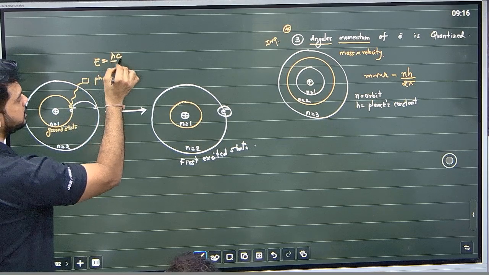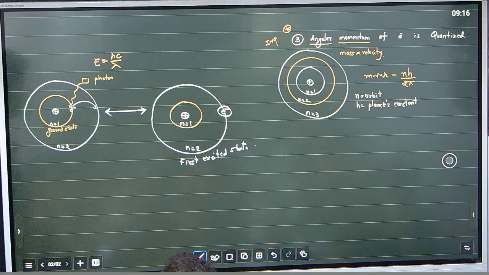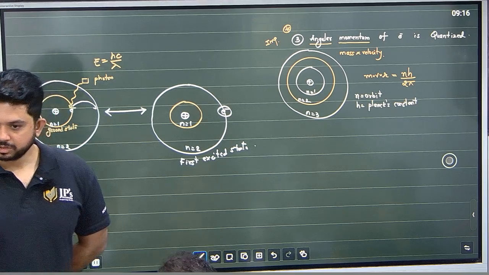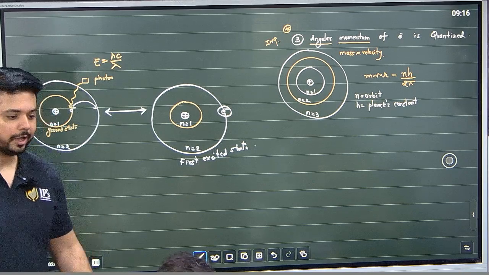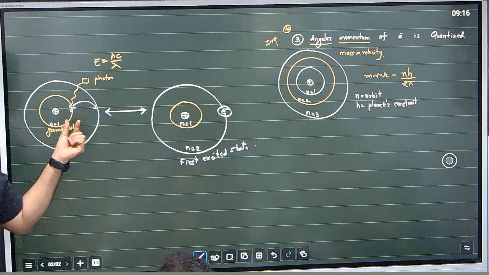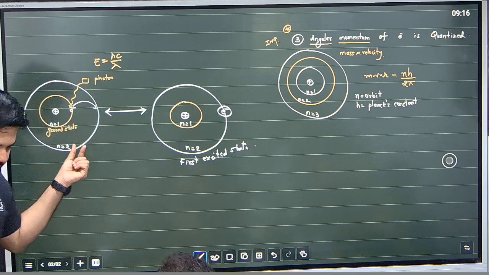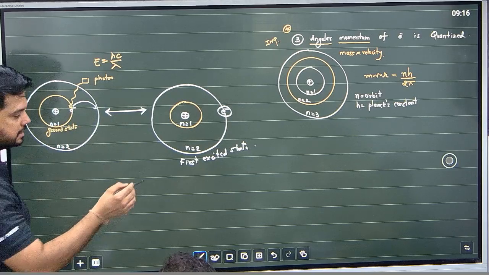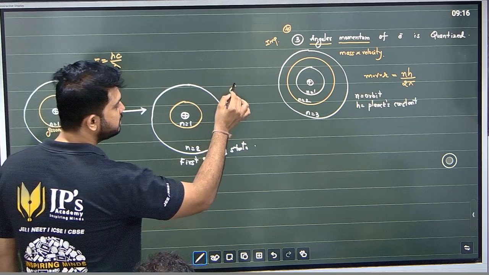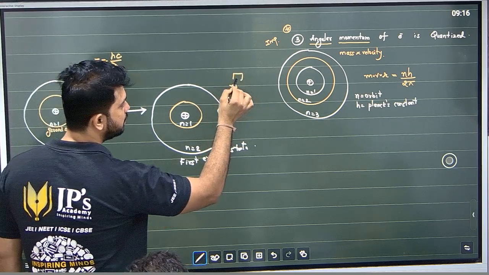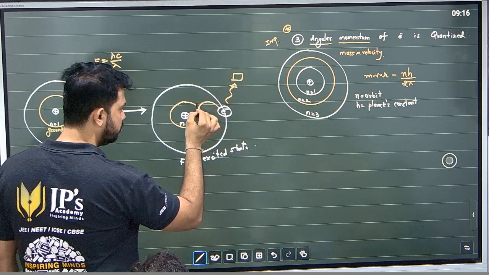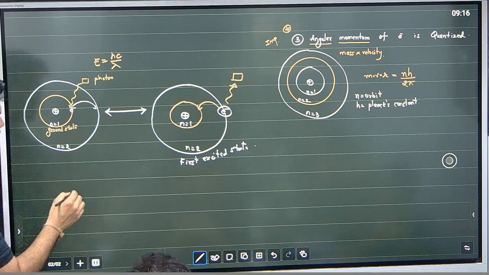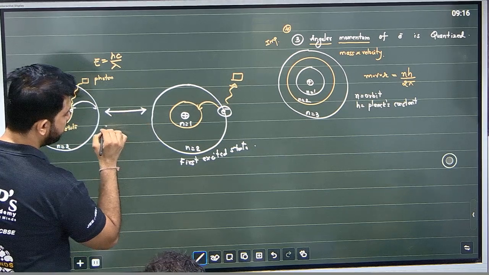We know that the energy of the photon is hc by lambda. Now the difference has to be exact. You cannot supply any amount of energy if you want to move it from the first orbit to the second. Eventually then what happens is this electron will release that photon and come back to where it actually belongs. This phenomena is called as de-excitation.